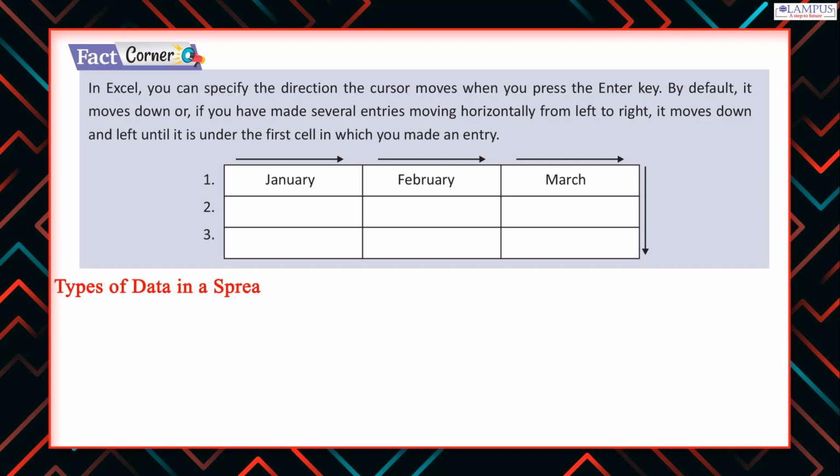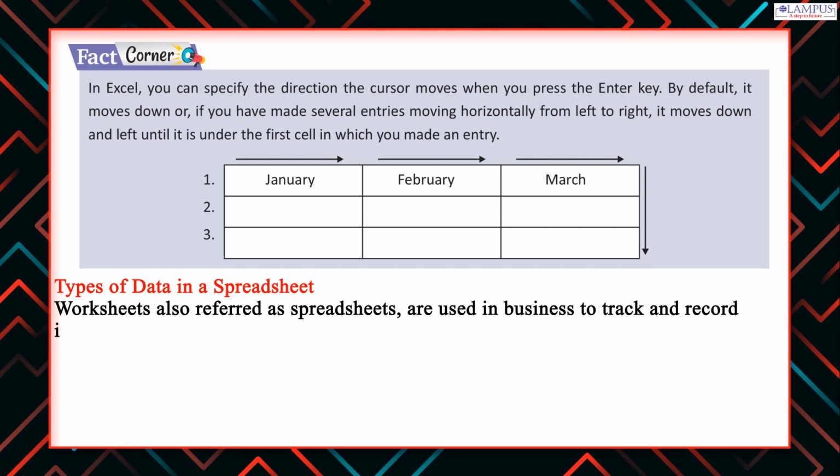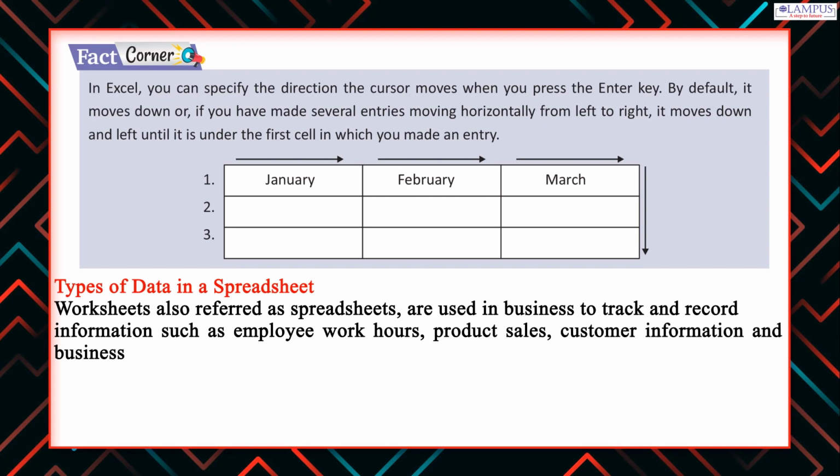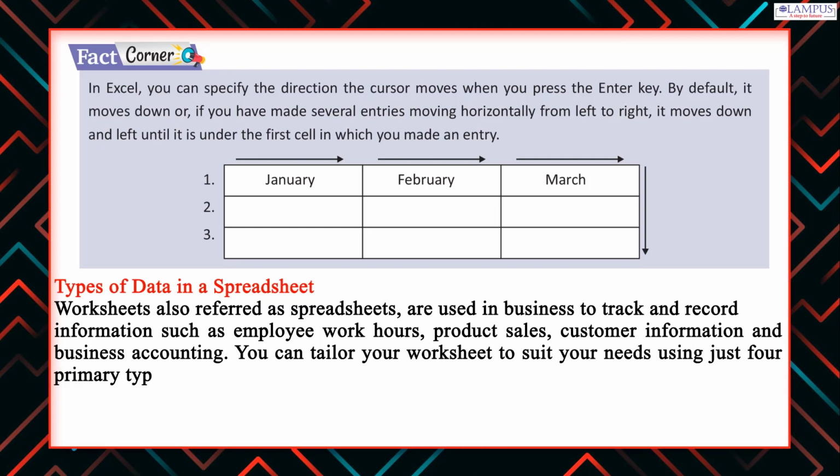Types of data in a spreadsheet. Worksheets, also referred to as spreadsheets, are used in business to track and record information such as employee work hours, product sales, customer information and business accounting. You can tailor your worksheet to suit your needs using just 4 primary types of data.